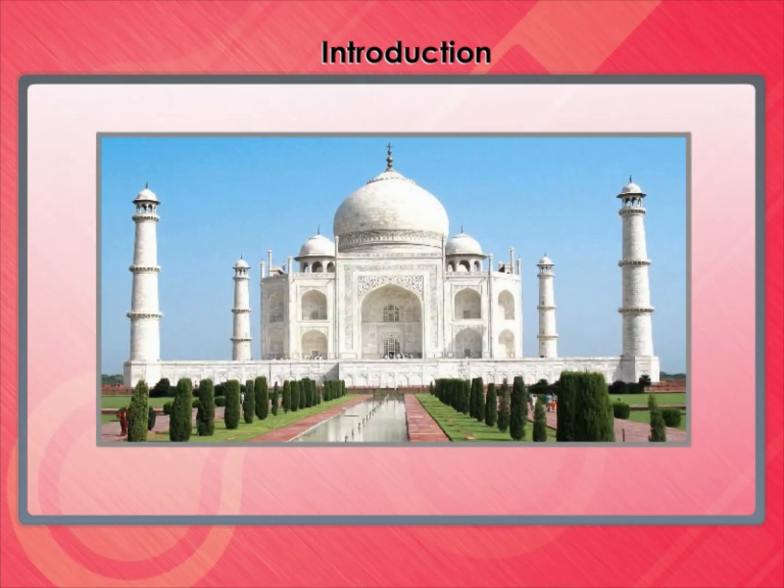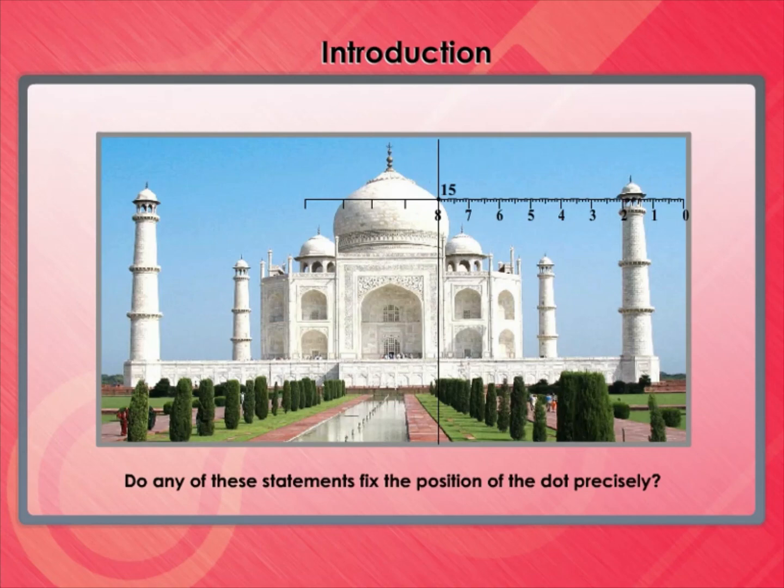Consider the image of Taj Mahal. Suppose you want to mark a dot on the onion dome. How will you find the position of the dot on the onion dome? The dot is in the upper half of the image, or it is near the right-hand side of the dome, or it is near the right-hand upper corner of the image. Do any of these statements fix the position of the dot precisely?